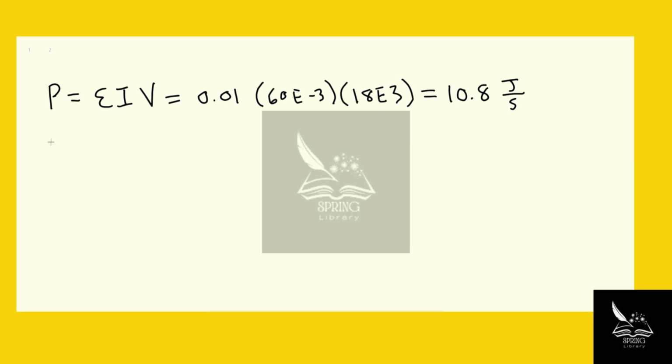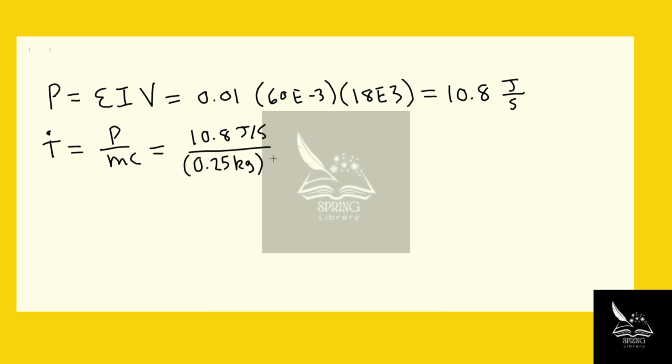Now to get this rate of change in temperature, T dot, or dT over dt, we can use the expression that I motivated earlier, the power over MC. Plug in our results: 10.8 joules per second, divided by the mass of this target, 0.25 kilograms. It's a pretty small target. And C, the specific heat, which is 130 joules per kilogram degrees Kelvin.